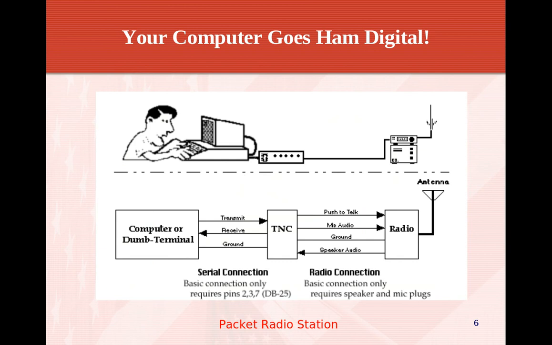All right, so here's a packet radio station, and this is your traditional, air quote, traditional packet radio station. I'm going to get into the other ways you can hook things up in a minute. But basically, you have a computer or dumb terminal on the left. You have transmit, receive, ground. This is usually serial, RS-232, to a TNC. TNC stands for Terminal Node Controller. And that interfaces to the radio. You've got the push-to-talk, mic audio, ground, and speaker audio. So there's a serial connection, and then you have your radio connection.